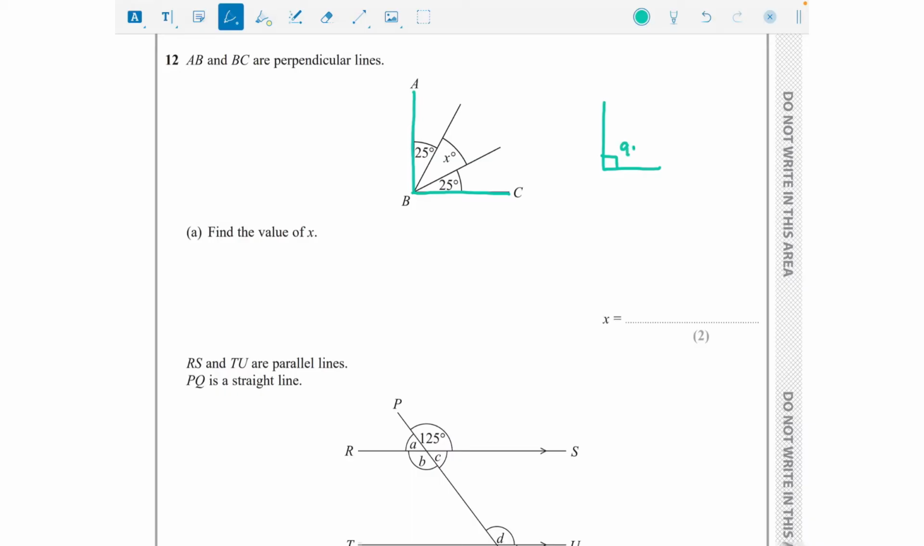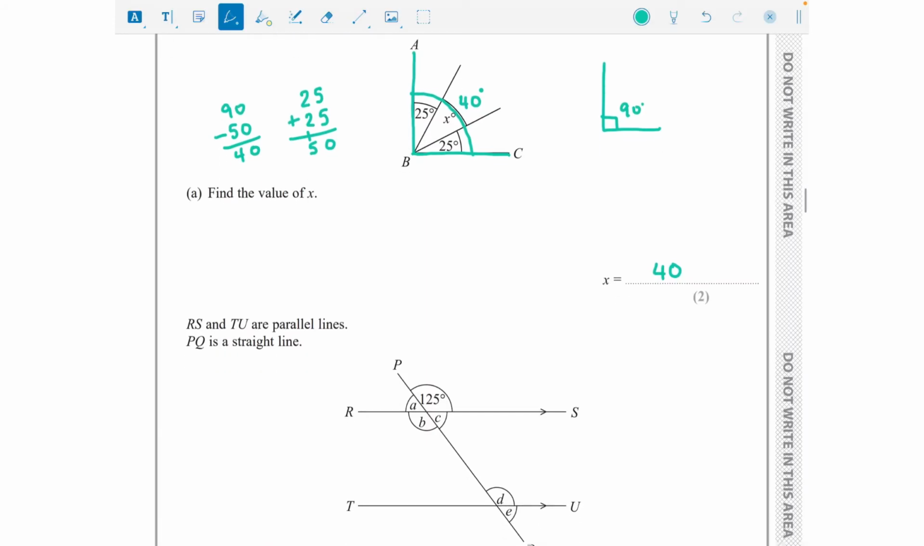So we know that all of the angles around this bit need to add up to 90. Now I've got 25 so far and another 25. 25 add 25, 5 add 5 is 10, and 2 add 2 add 1 is 5. So we've got 50 degrees so far. So I then just want to do 90, take away the 50 that we've already got. 0 take 0 is 0, 9 take 5 is 4. So I've got 40 degrees. That must be the value of x, so that all 3 of them together add up to make 90.